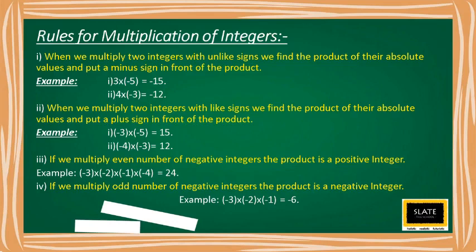If we multiply an odd number of negative integers, the product is a negative integer. For example, minus 3 into minus 2 into minus 1. Here, the number of integers is 3. So, the product will be a negative integer. Minus 3 into minus 2 into minus 1 is equal to minus 6.